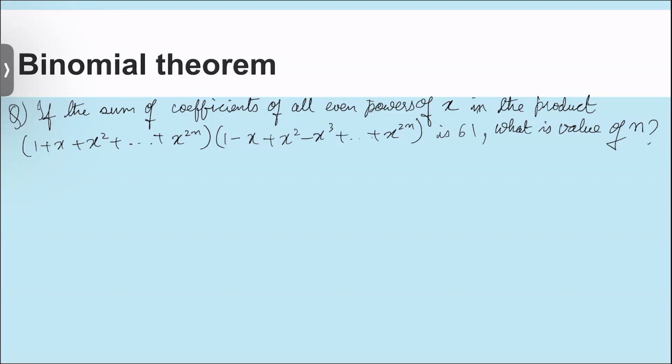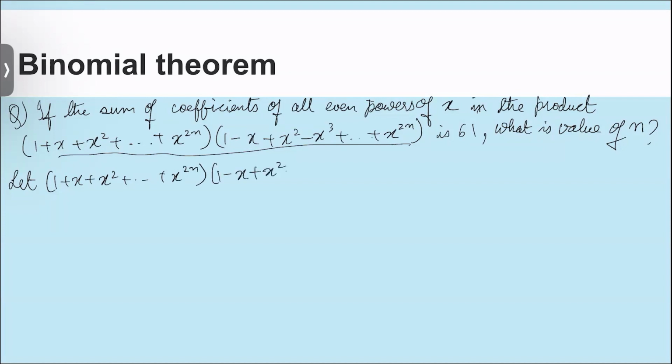Now, if you actually multiply the product over here, the product of 1 plus x squared plus x raised to 2n multiplied with 1 minus x plus x squared minus x cubed plus all the way up to x raised to 2n can be written as a0 plus a1x plus a2x squared plus a3x cubed, where a1, a2, a3 are all coefficients of the x variables. Okay, and so on.